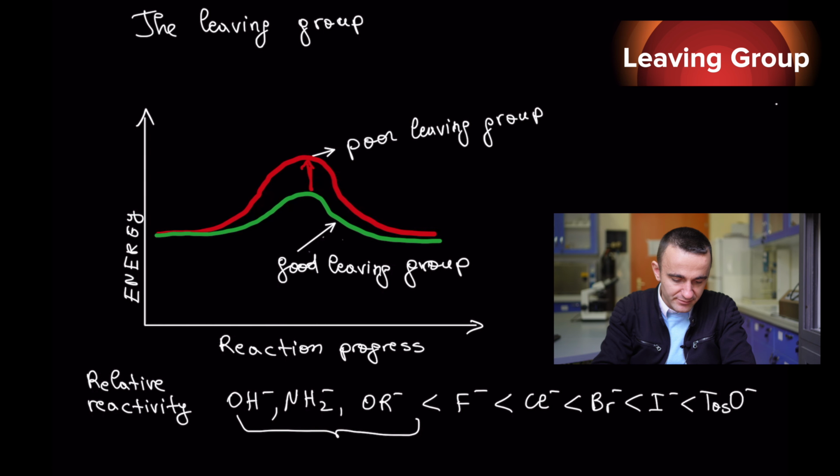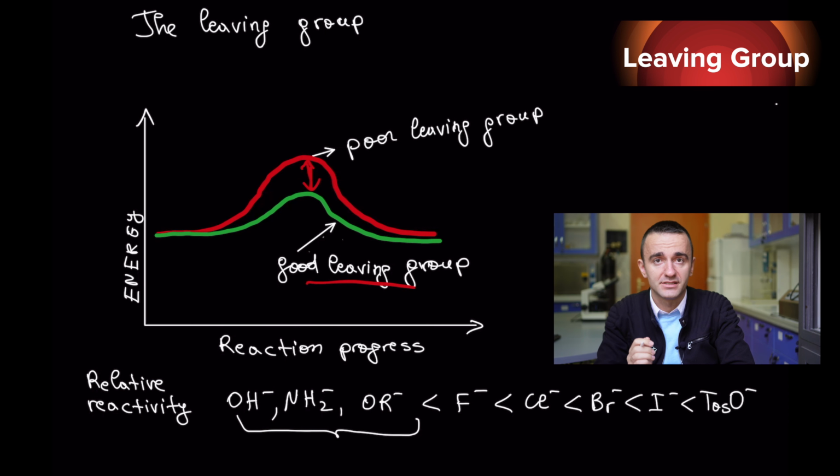What about the leaving group? Because the leaving group is expelled with a negative charge in most SN2 reactions, the best leaving groups are those that best stabilize the negative charge in the transition state. This part here is the transition state. As you can see here, a good leaving group gives a lower energy transition state. That means that the reaction proceeds faster.